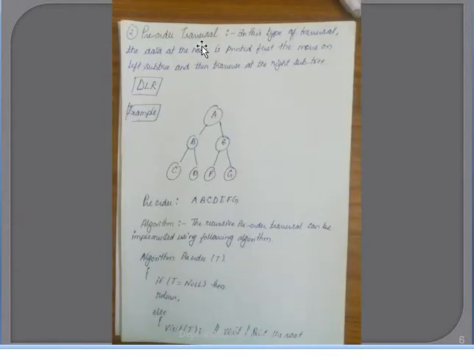Next we'll see what a pre-order traversal is. In this type of traversal, the data at the root node is printed first, then we move to the left subtree and then at last we traverse the right subtree. First the root node, then the left child and the right child.